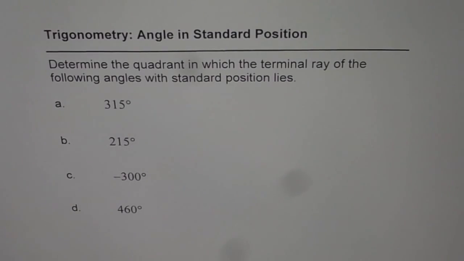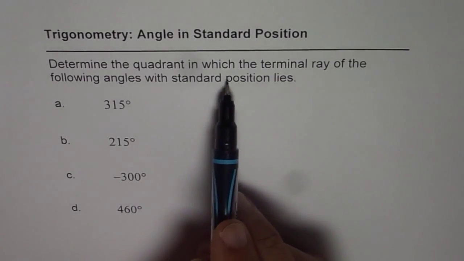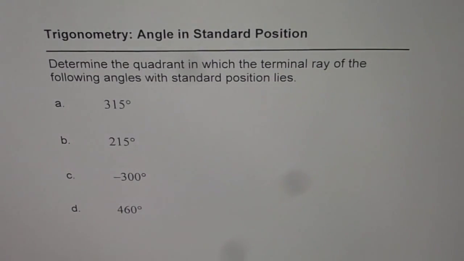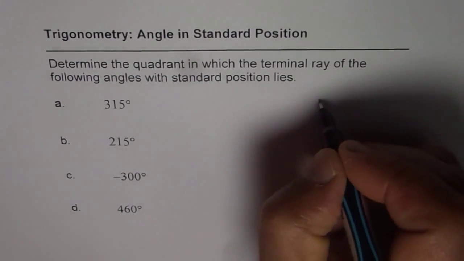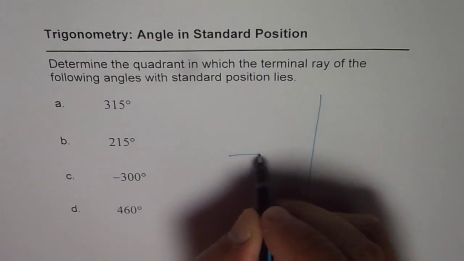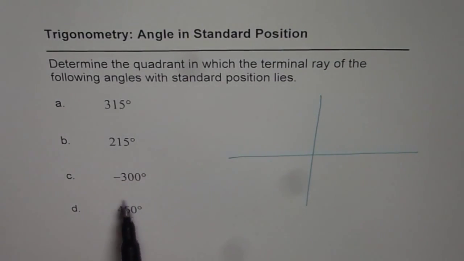Trigonometry. Angle in standard position. Determine the quadrant in which the terminal ray of the following angles with standard position lies. So we're given 4 different angles here, and let me draw a coordinate plane. And then you need to figure out in which quadrant each angle will be, right?